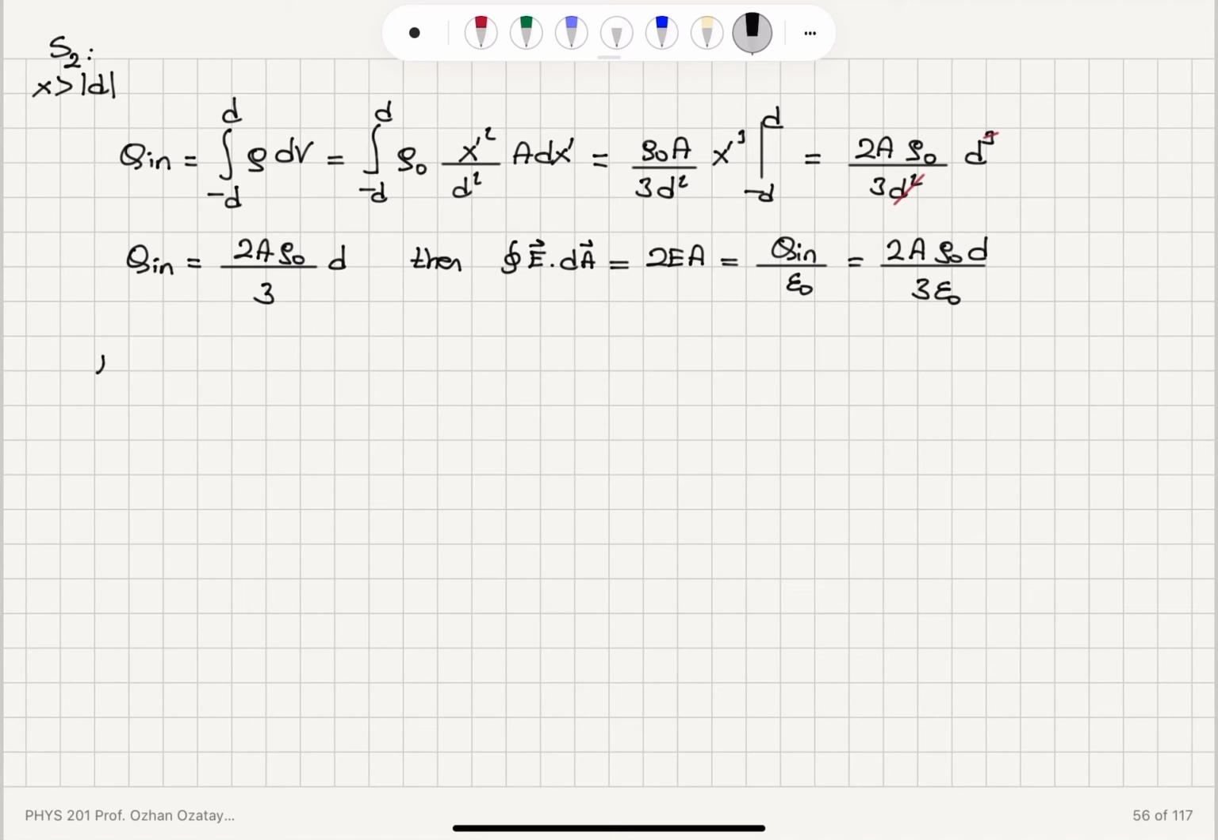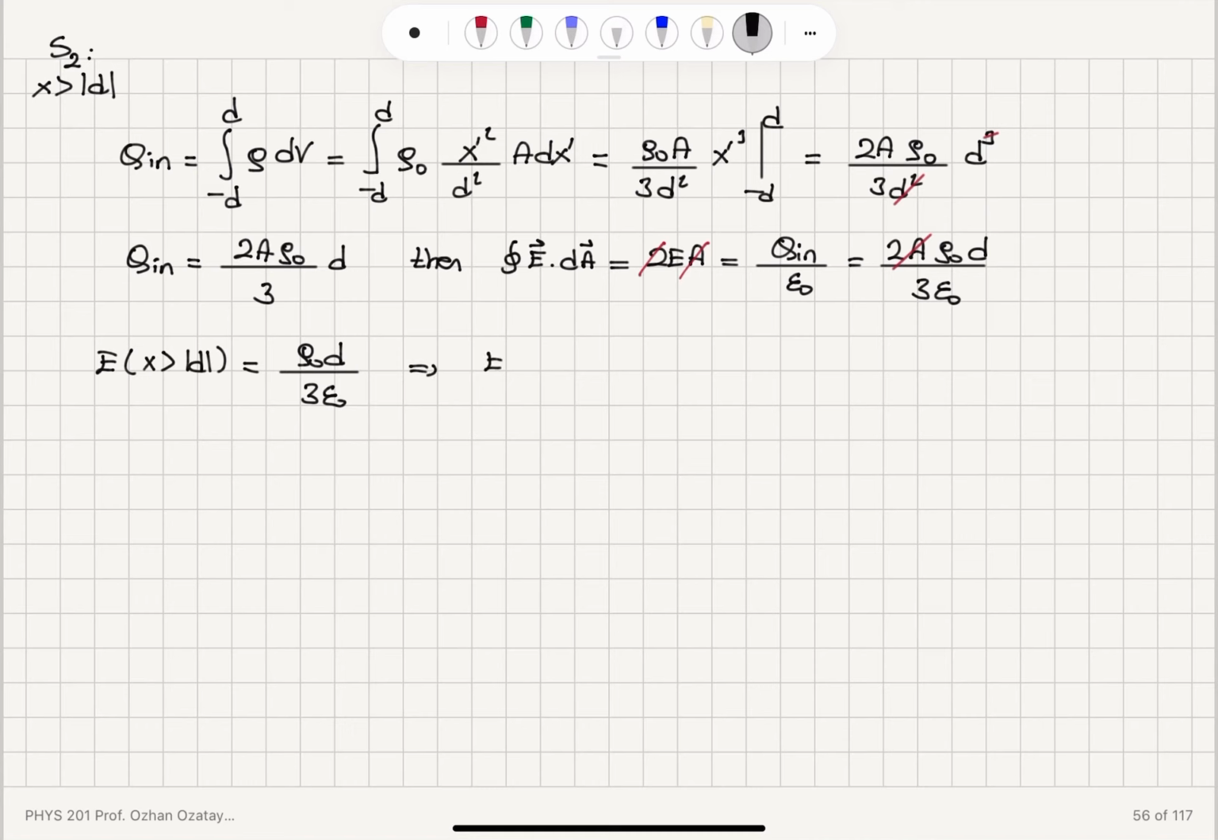So I see that the electric field magnitude here is, because I have a cancellation of these two a's, this 2a will get rid of this 2 and a here. Rho 0 d, for x greater than absolute value of d, I have rho 0 d divided by 3 epsilon 0.